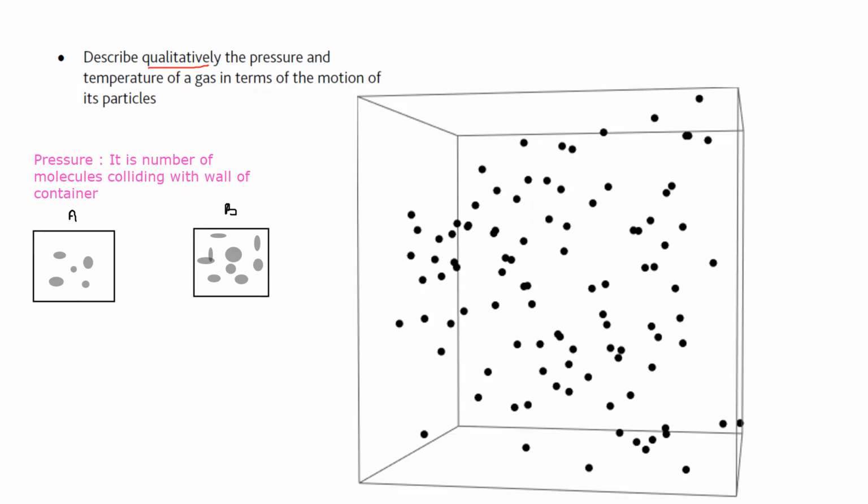So in container B, the gas molecules will exert more pressure. Why? Because there are more particles, so the greater the number of particles, the greater the collisions between the particles as well as with the wall of the container. So more particles will hit the wall of the container, and in A, few particles will hit the wall. That's why B will exert high pressure and A will exert low pressure.